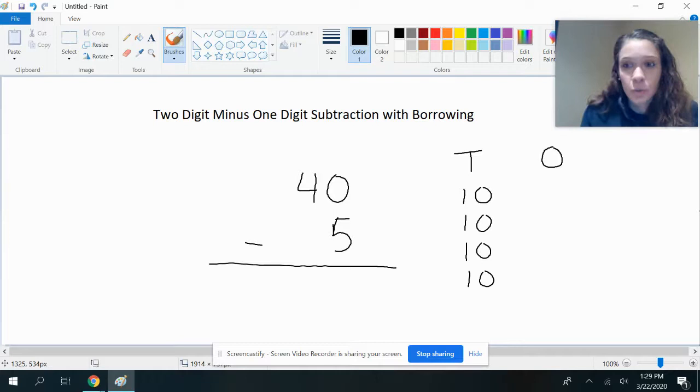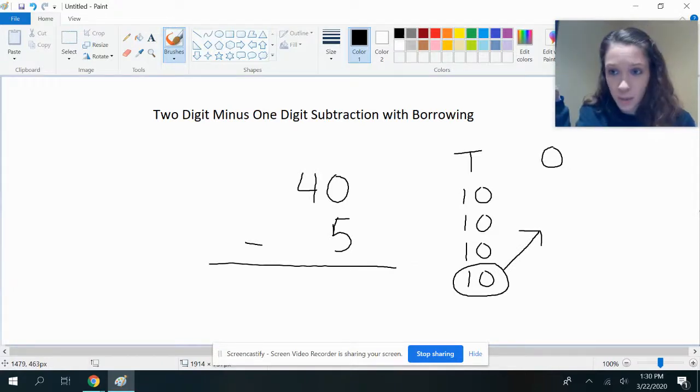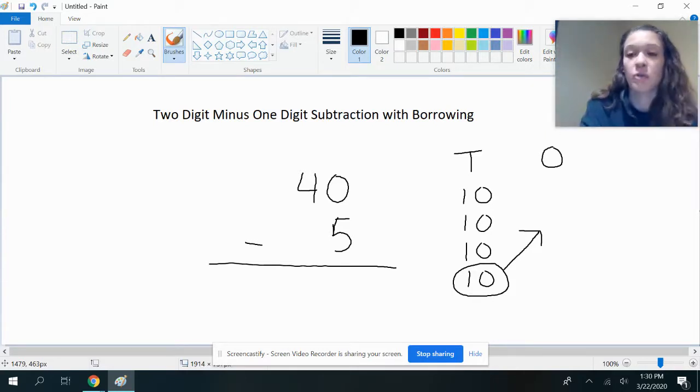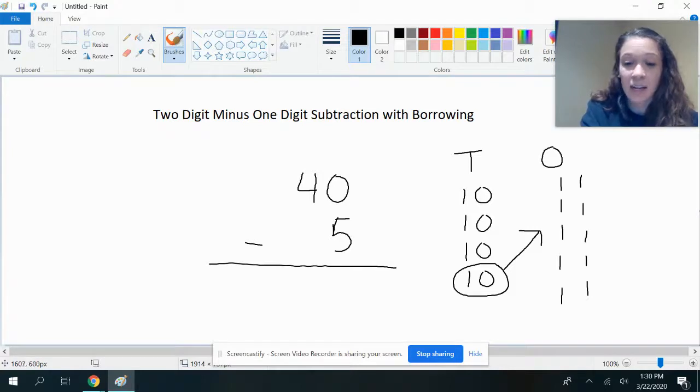But we know we do need ones there in order to take away 5. So I will need to borrow. So I'm going to borrow a 10. I'll circle a 10, and I'll make my arrow to show that I'm bringing it over to the ones place. Remember, you can't just write the number 10 because it has to be ones since it's in the ones place. So I'll write 10 ones. 1, 2, 3, 4, 5, 6, 7, 8, 9, 10, and I'll cross that out because it's not there anymore.